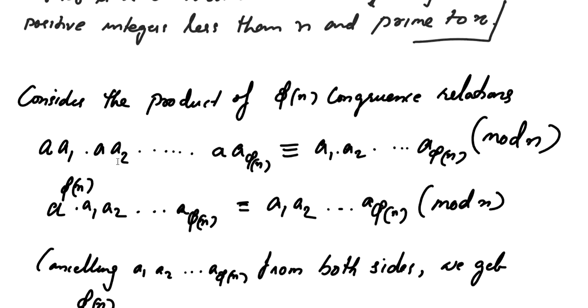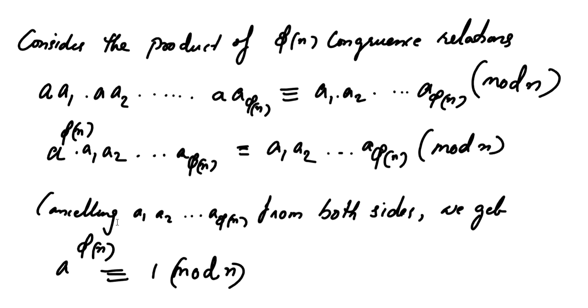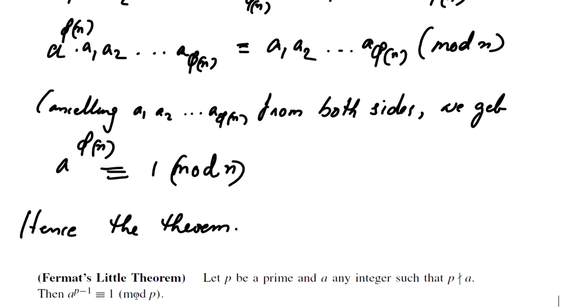Each of these ar1, ar2, etc., ar phi n will be congruent to one of r1, r2, etc., r phi of n. Now taking the product of phi of n congruence relations, we get the product on the left hand side congruent to r1, r2, etc., r phi of n in some order. So it can be rewritten in the form a raised to phi of n multiplied with r1, r2, etc., r phi of n equal to r1, r2, etc., r phi of n. The product of these phi of n numbers are common in both sides. We can cancel them. Then what we obtain is a raised to phi of n is congruent to 1 mod n. Hence the Euler's theorem is proved.